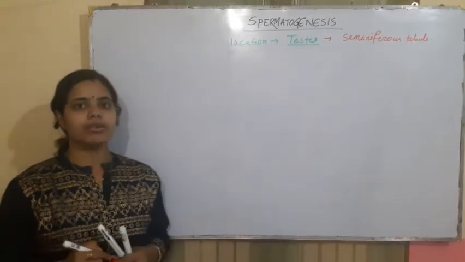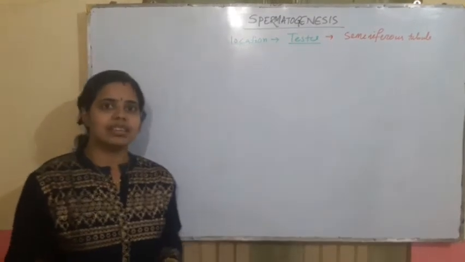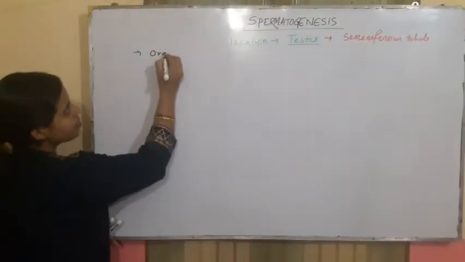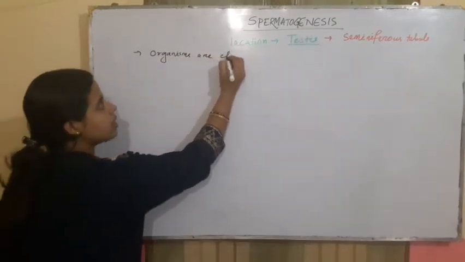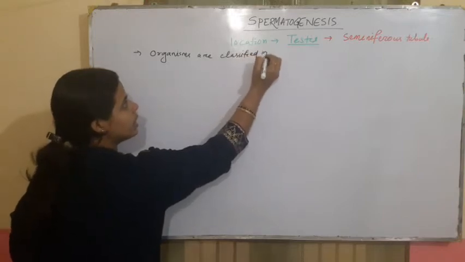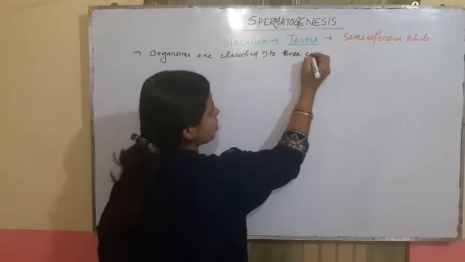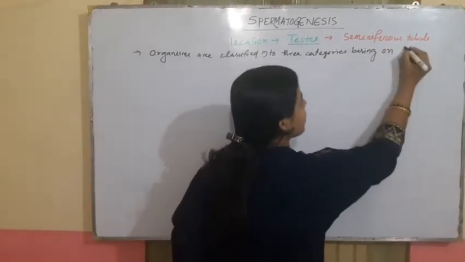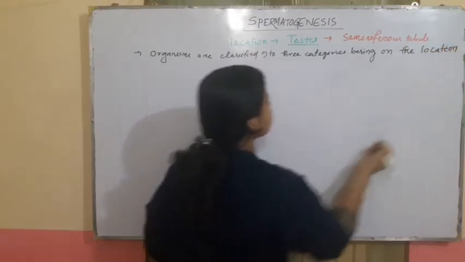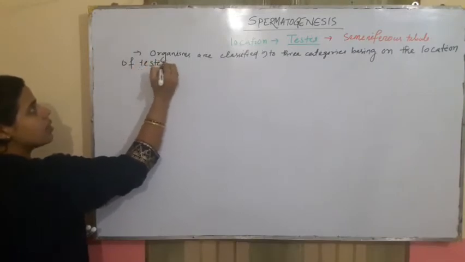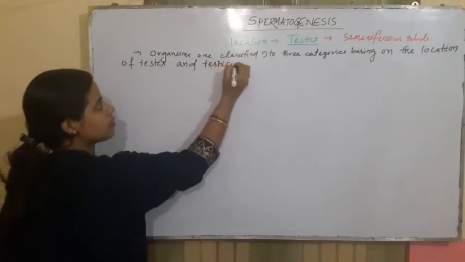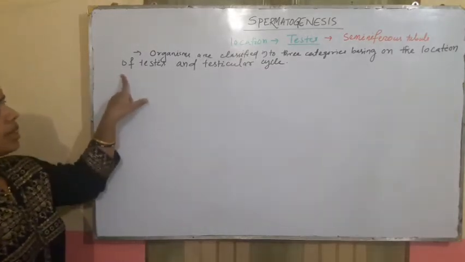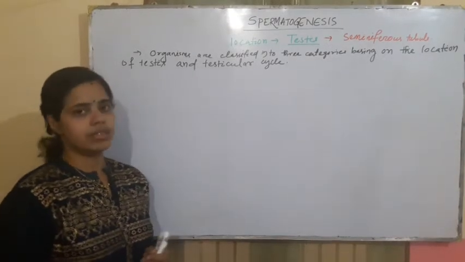Before starting the spermatogenesis process, let us discuss some related terms. Listen here: organisms are classified into three categories based on the location of the testis and the testicular cycle.